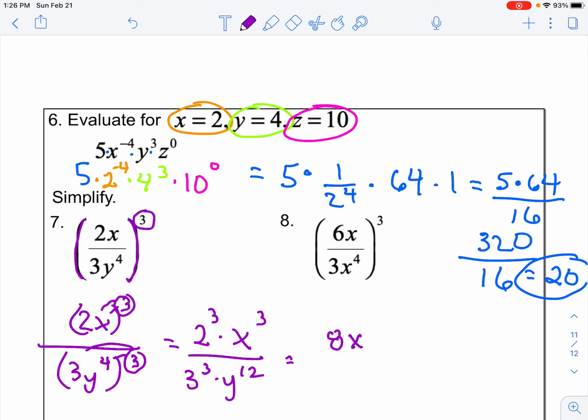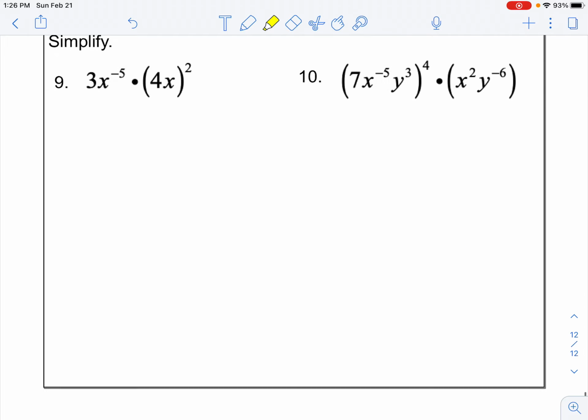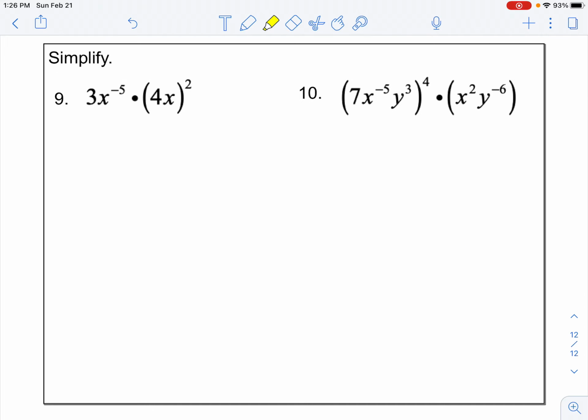2 to the third power is 8, so I get 8x to the third over, and 3 times 3 is 9 times 3 is 27, y to the 12th. Okay, notice that I cannot subtract these exponents because x and y are not the same base. I also cannot reduce the fraction 8/27 because there are no common factors, so that would be my final answer. And I believe these are our last two questions to try and explain.